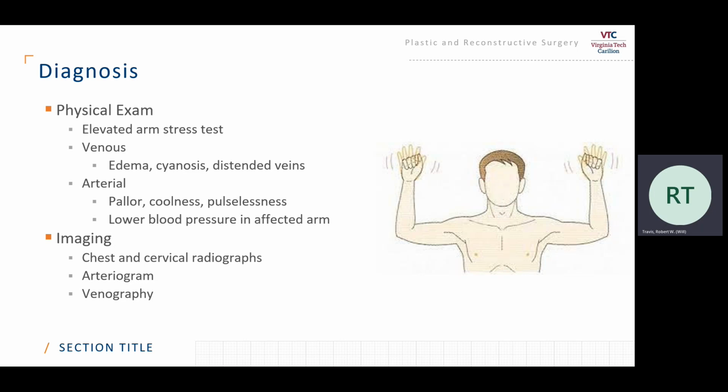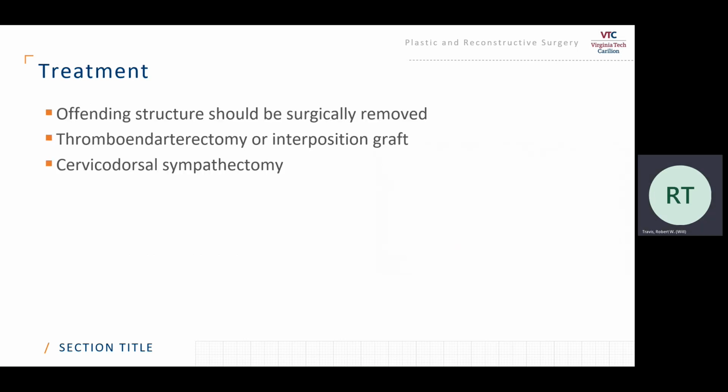For imaging, you want to get chest and cervical radiographs, which may demonstrate a skeletal abnormality. And then, of course, arteriogram if there's any evidence of arterial disease. So treatment, you want to remove any offending structures. This is most commonly the first rib, a cervical rib, middle third of the clavicle, or a fibrous band. You can also perform a thromboembolectomy or interposition graft for arterial obstruction. And if symptoms persist, you can perform a cervical dorsal sympathectomy.